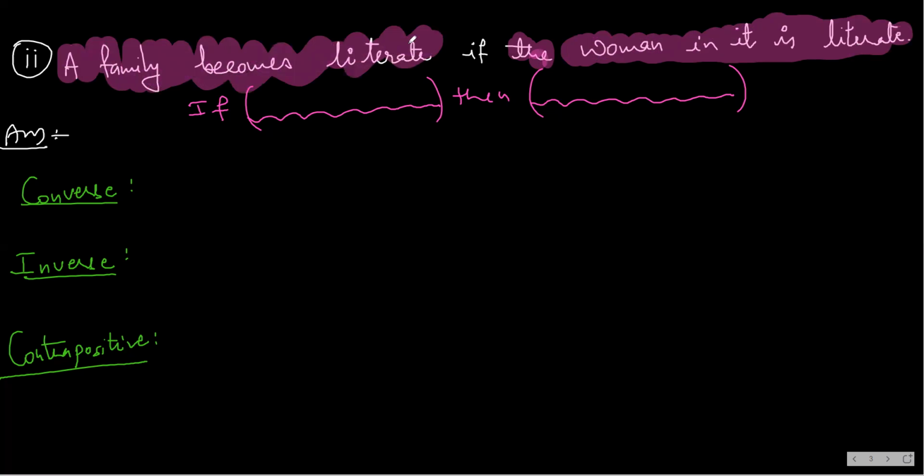So what is hypothesis for me? The hypothesis part is here. Remember, this is my hypothesis. And what's the conclusion? The conclusion is here. This is conclusion. I hope it's clear. So let's begin with the converse. As you know, when you are writing the converse of a given implication statement, you write another implication statement in which the role of hypothesis and conclusion is changed.